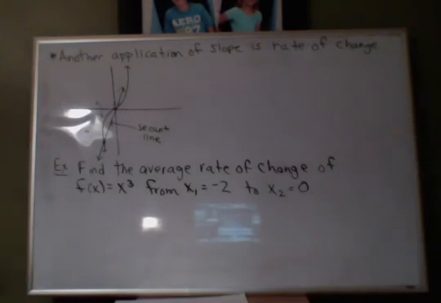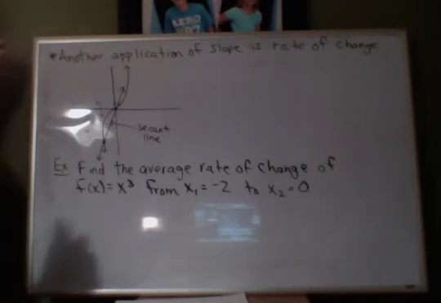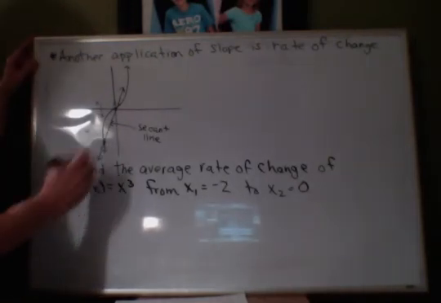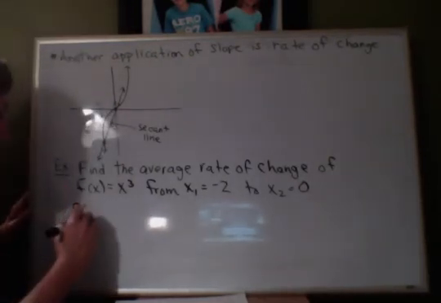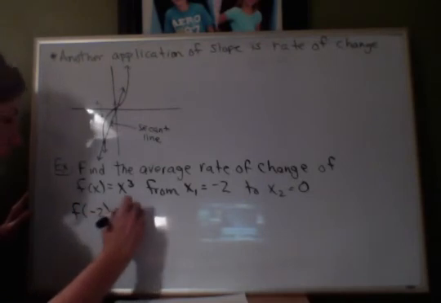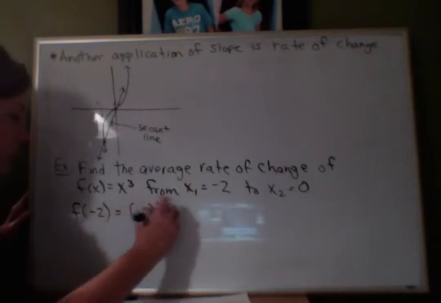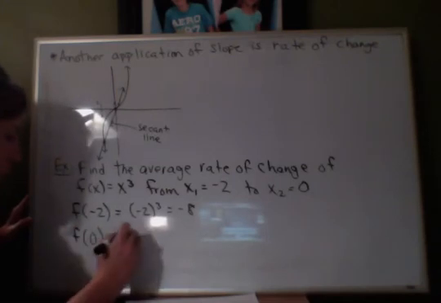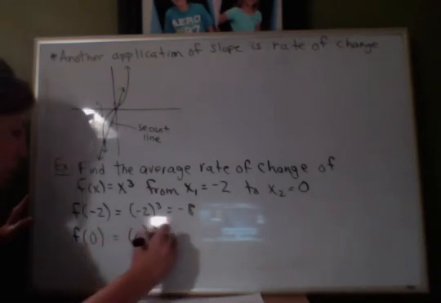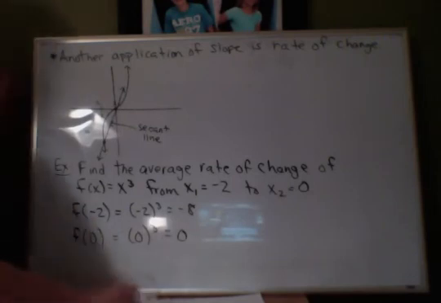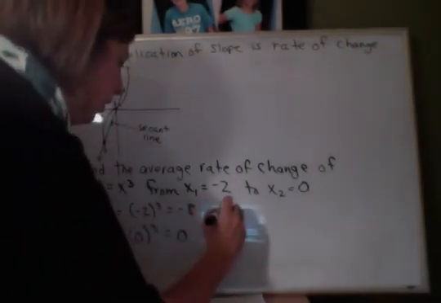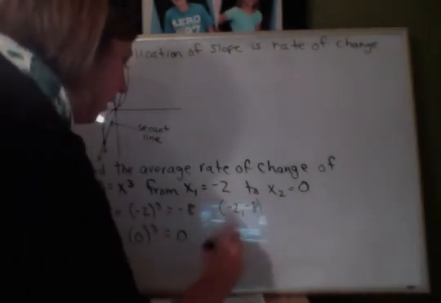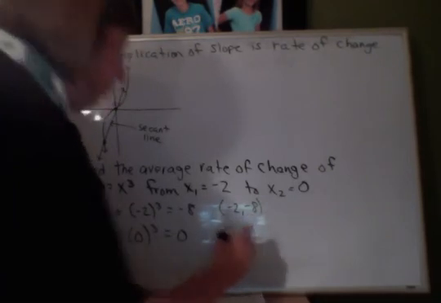In order to find the slope, we know how to calculate slope using the slope formula, but we need to have two ordered pairs. Well, how can I find the ordered pairs? I'm going to evaluate f of -2, which is going to be -2 cubed, or -8. And I'm also going to need to find f of 0, which would be 0 cubed, which is 0. So my two ordered pairs are (-2, -8) and (0, 0).